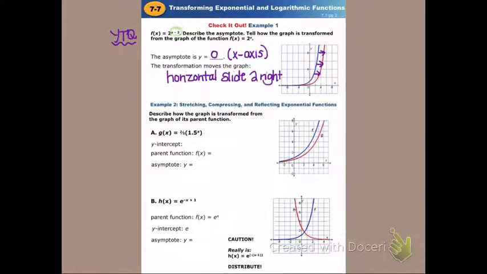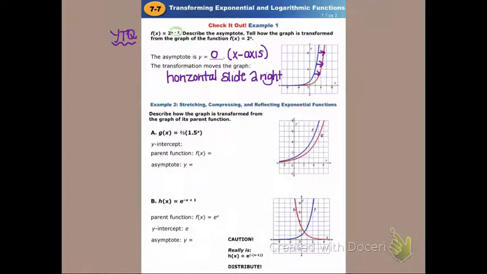So this is a horizontal slide 2 units to the right, and you can actually see all the points sliding to the right. Because it was just slid left or right, the asymptote doesn't change at all. And so in this case, it's still the x-axis, or the line y equals 0.